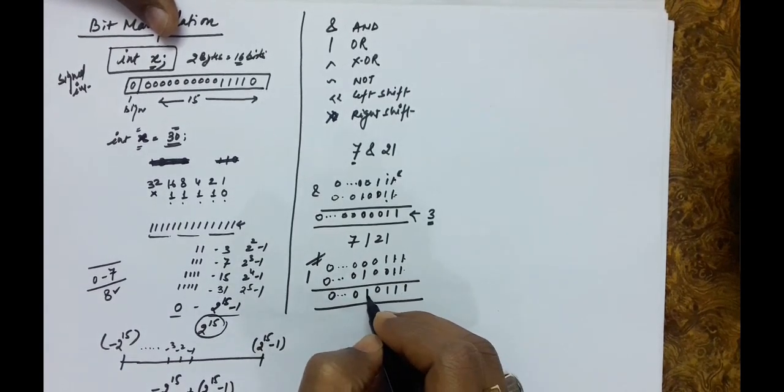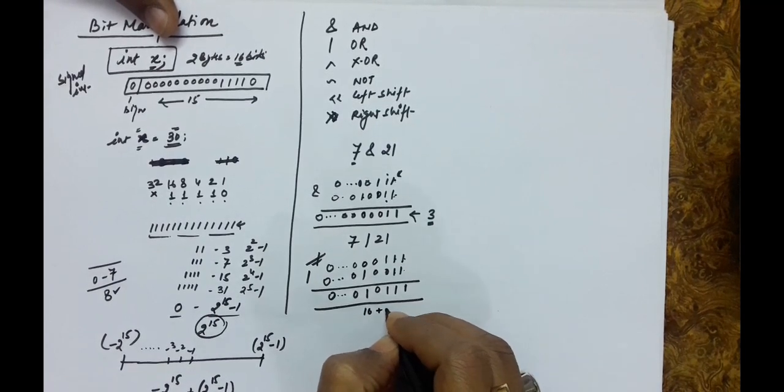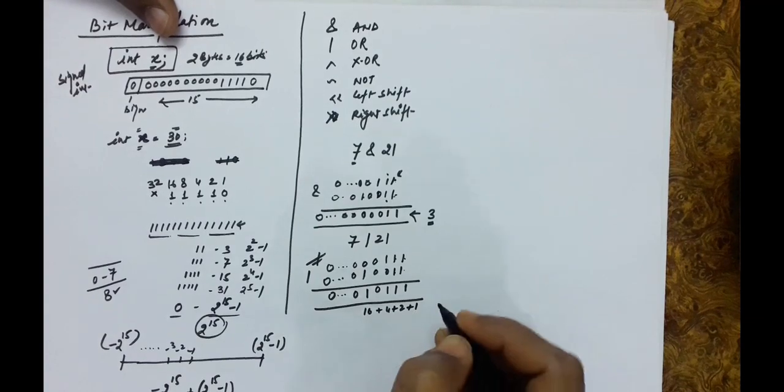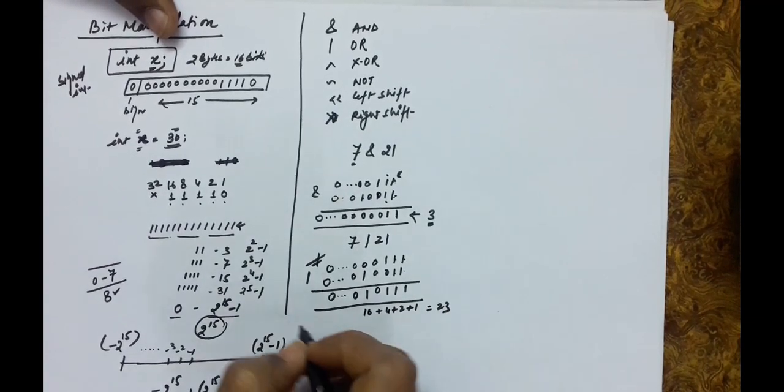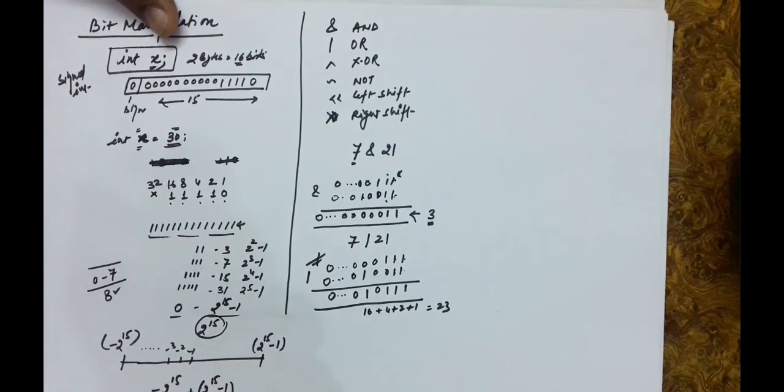So the number that we have observed is this one. So what will this actually be? 16 plus 4 plus 2 plus 1. That means 23. So the answer is 23.